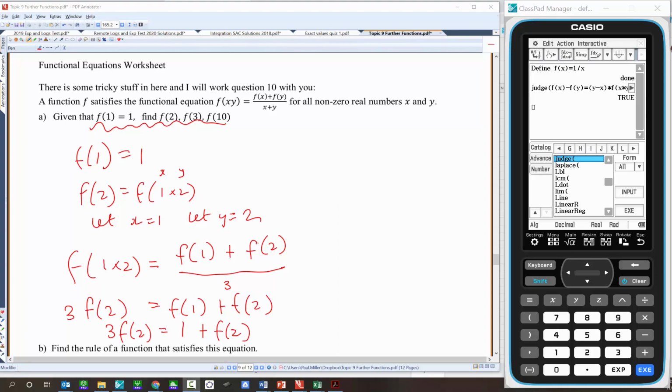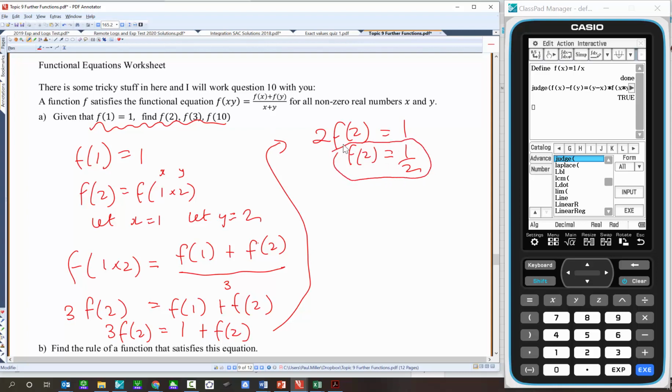Now remember, what I'm trying to find is what f of 2 is. I've got 3 lots of f of 2 here, and I want to subtract 1 lot of f of 2. So I've got 2, so I'm just going to continue this up here. 2 lots of f of 2 is equal to 1. And that means f of 2 must be a half. Okay, so I can conclude that f of 2 is equal to a half. So I found f of 2.